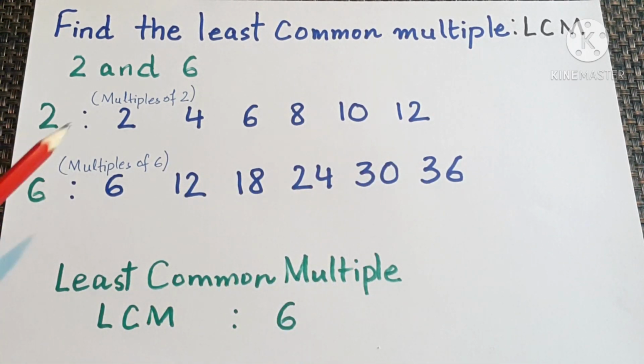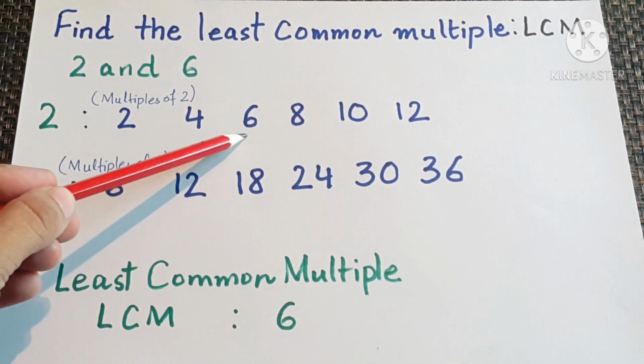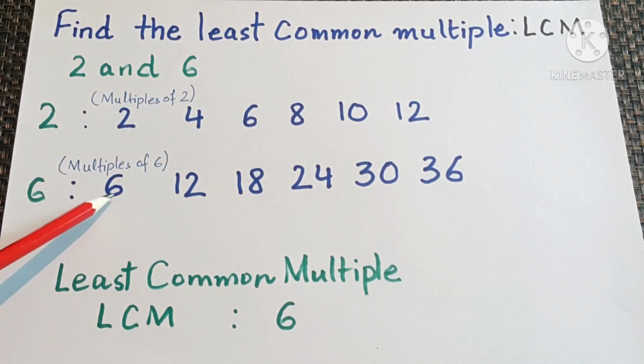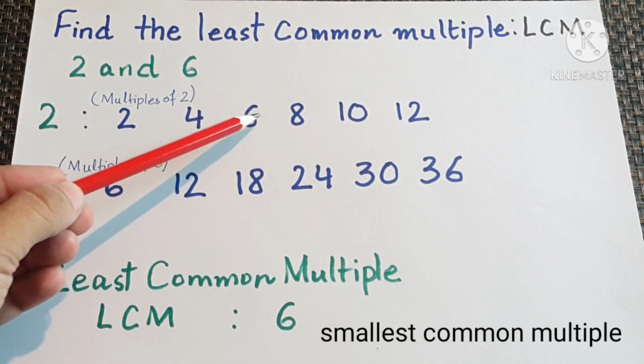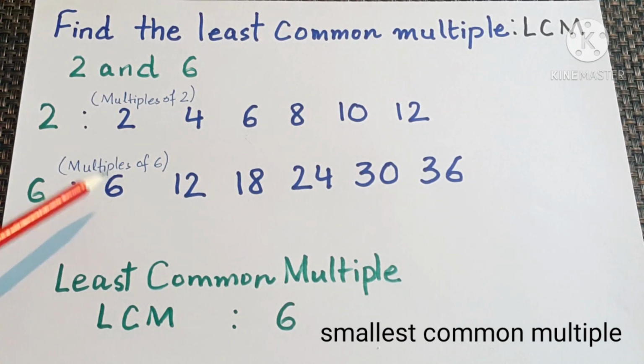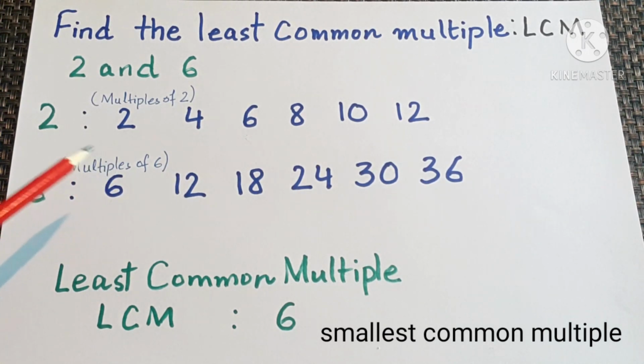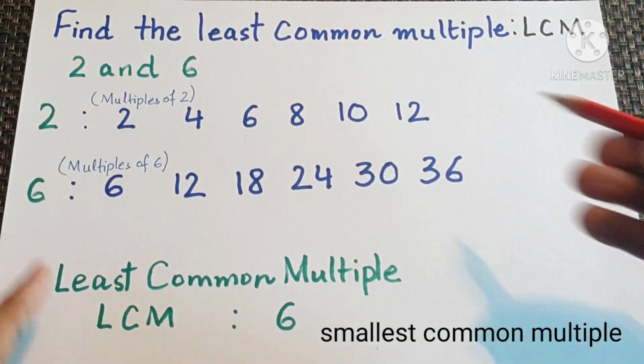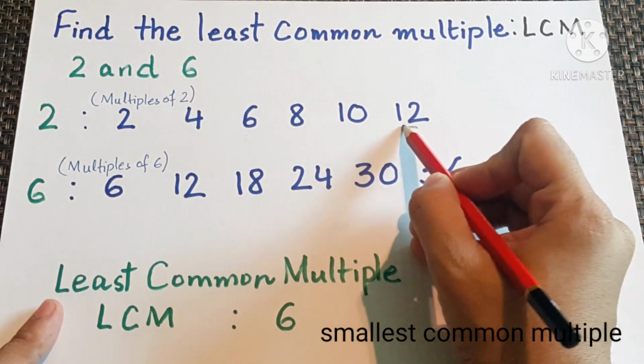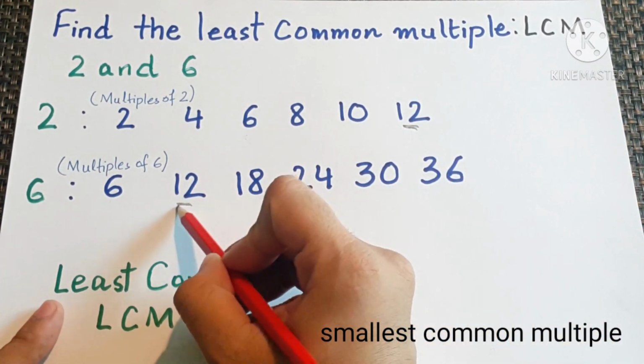For the least common multiple, you can see here that this is 6 and here is 6. These are the common multiples in 2 and 6. And this is the smallest common multiple, whereas 12 is also common in 2 and 6.